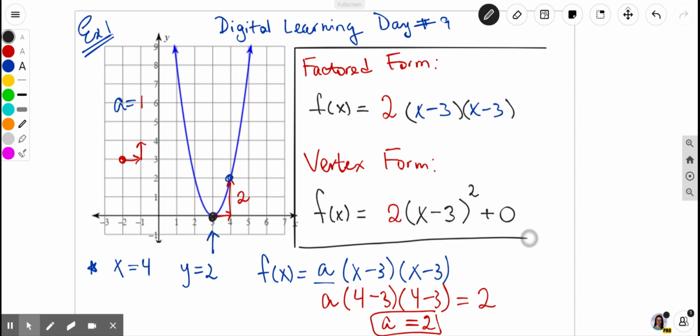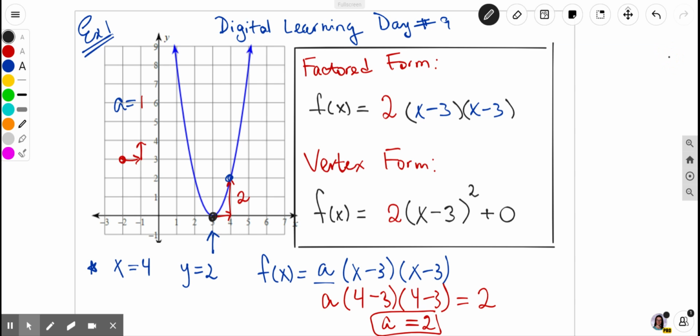Now, when you do your own practice, pay attention to the directions. You don't have to write both forms for each problem. You either will be asked to write factored or intercept form or vertex form. So make sure you're not doing too much work.